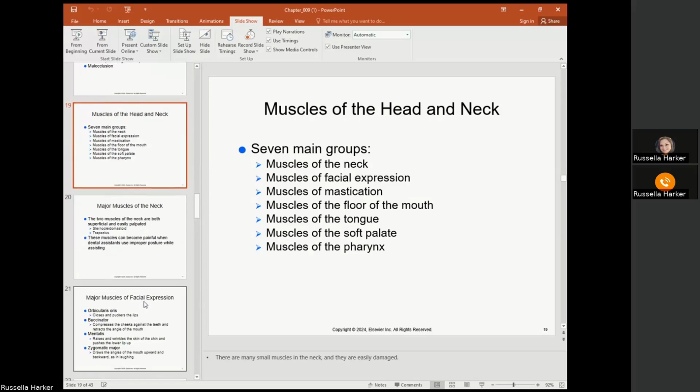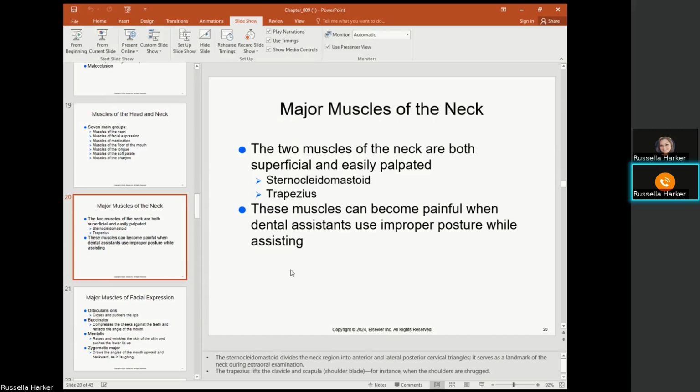So for muscles in the head and neck, we have 7 main muscle groups, which are listed here. We are going to go over all of these muscle groups. With the major muscles of the neck, the 2 muscles of the neck are both superficial and easily palpated. Superficial means they're easily felt by your hands. They are the sternocleidomastoid and the trapezius. These muscles can become painful for you as a dental assistant if you are using improper posture or not using ergonomics.